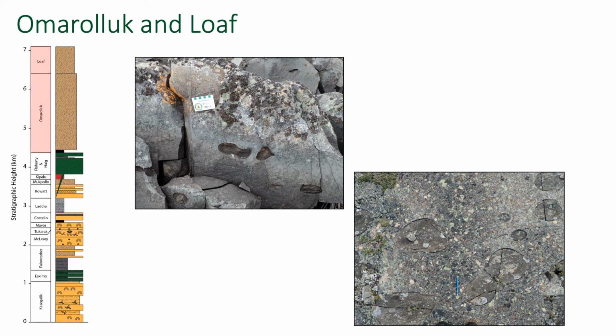Okay, and then we come to our last 2 formations, the Omarolic and Loaf. So the Omarolic is disconformably on top of the Flaherty and interpreted to represent deposition in a foreland basin that formed during the collision of the Superior and Churchill cratons. It, like everything else, appears to be broken into 2 members, but it's dominated by well-bedded gray wackes and shales, and largely exhibits a variation of Bouma sequences and turbidite sequences throughout.